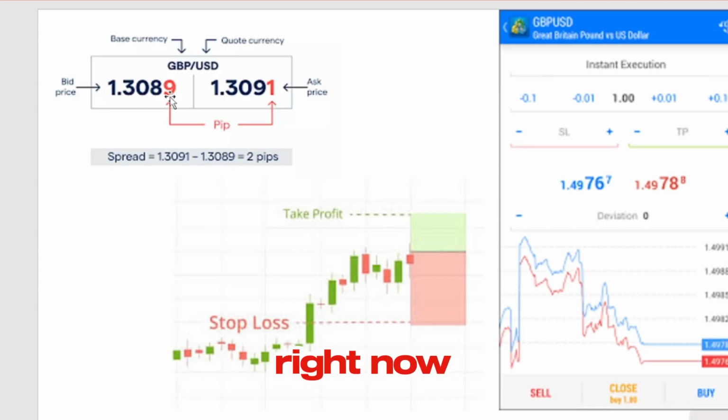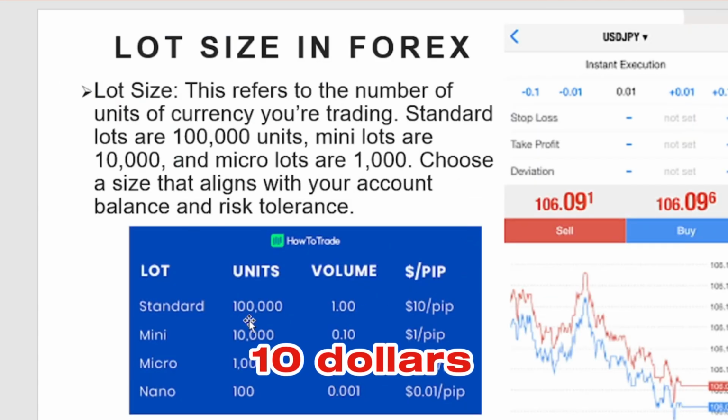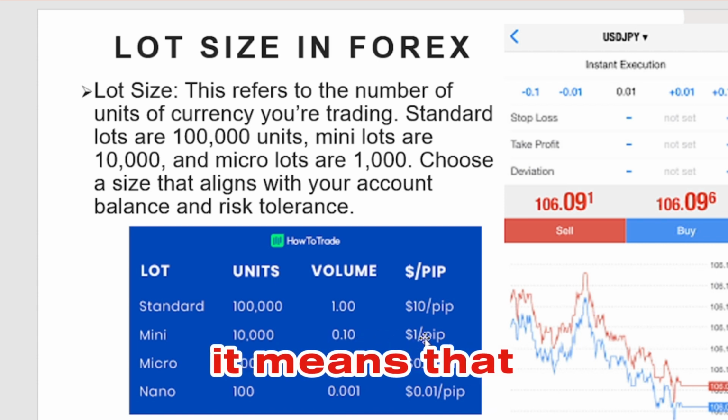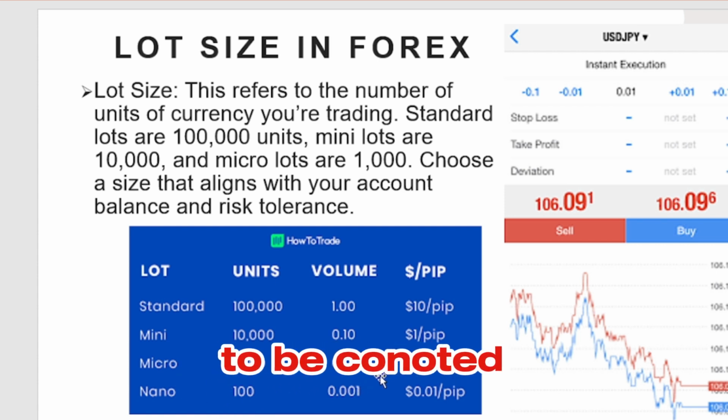Now, this is your pip right now. If this increases, you'll be making $10. If it decreases, you'll be losing $10 when you open one standard lot. Opening 10,000 units of your base currency means you're opening 0.10. It means that for each pip movement, you'll be making or losing $1. For micro lot size, it is 1,000 units, denoted as 0.01, as you can see right here.